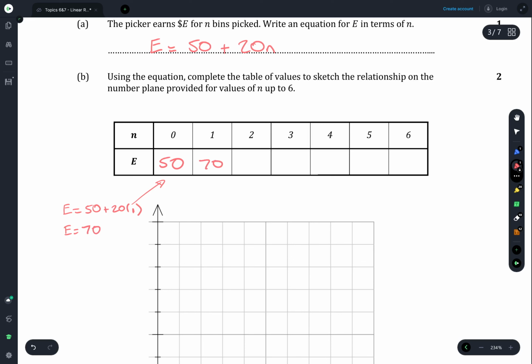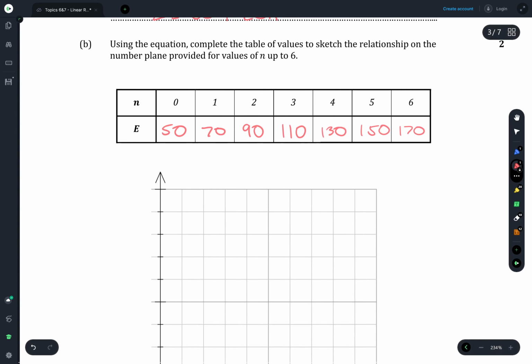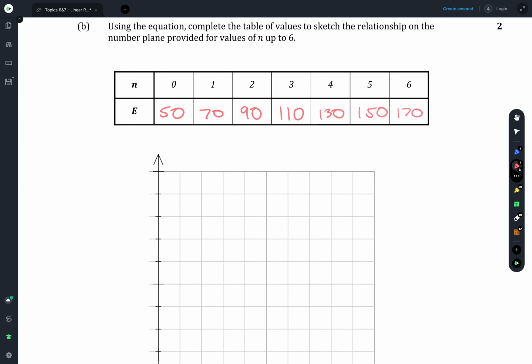And then continuing on with this pattern, we'll see that the next one is going to be 90, then 110, then 130, then 150, and then 170. So you'll see that each of these E values are increasing by 20, which makes sense. We're told that we're paying $50 and then $20 per bin, where N is representing the number of bins picked.